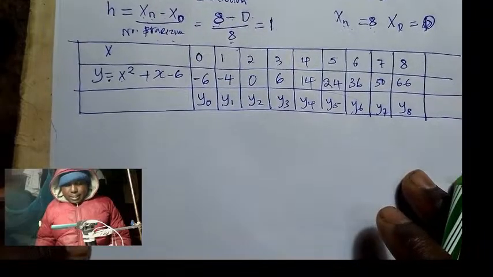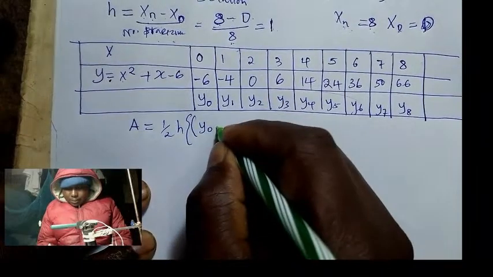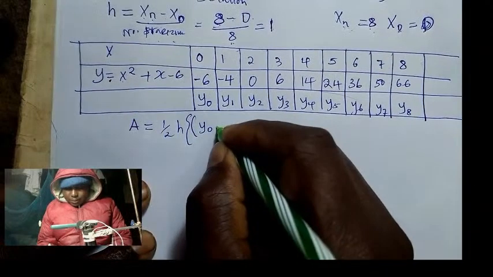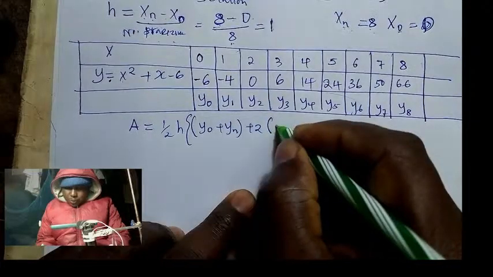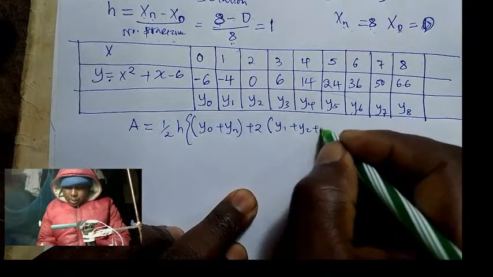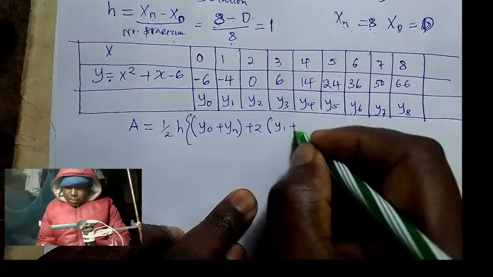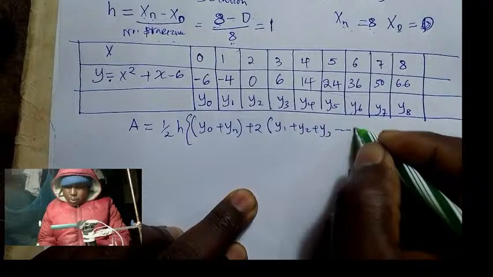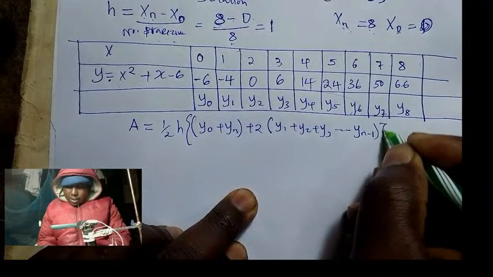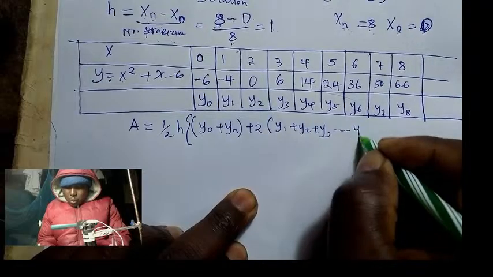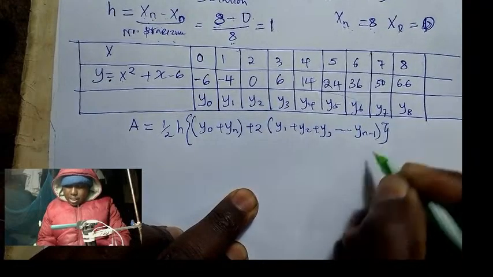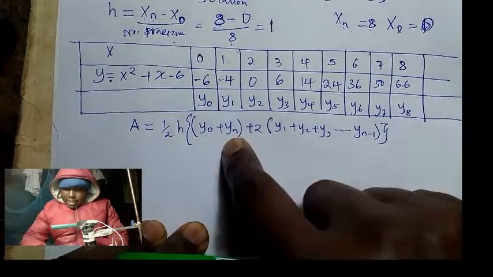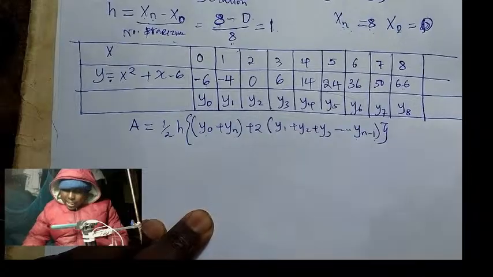Now is to apply the formula. The formula: plus yn, y1 plus y2 plus y3 going all the way to yn minus 1. Now I want to explain yn minus 1. y8 is yn. yn minus 1, n minus 1 is 7.